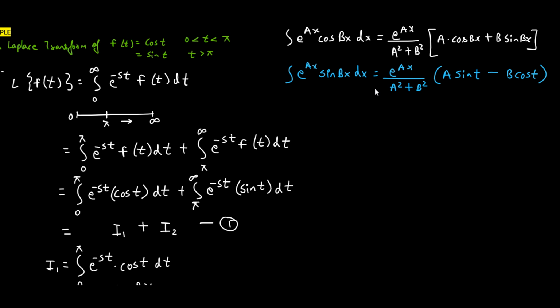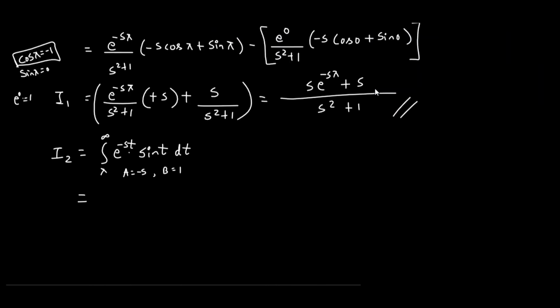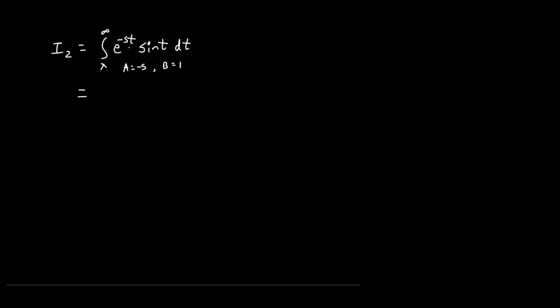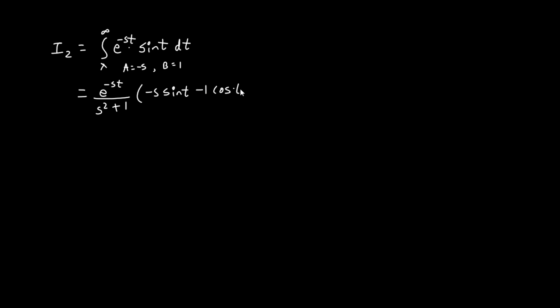So let's apply the formula: e raised to minus st upon s square plus 1, minus s sin t minus 1 cos t, from pi to infinity.